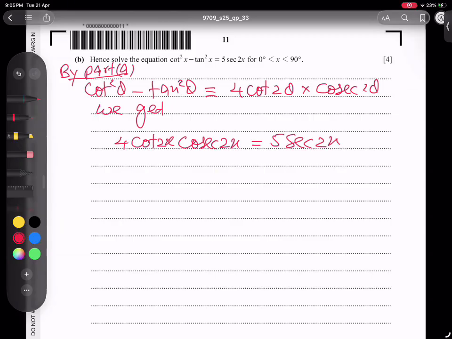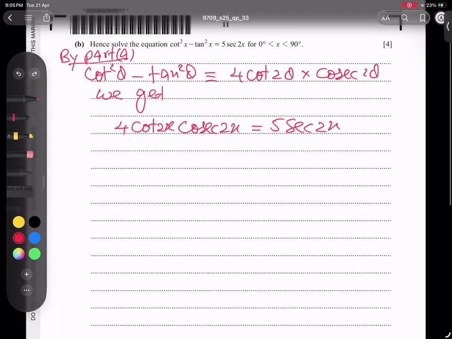Once again, check it once again. This is replaced by this whole thing, and I copied completely from here, and this 5 secant is still available there. Okay, this is done, and now we have to solve it. What is the way to solve it? And 0 to 90 is first quadrant only. We can go to the first quadrant. So we have to simplify.